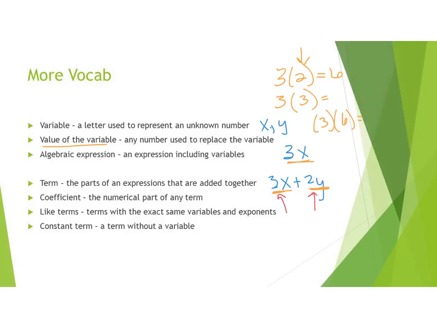Like terms are terms that have the exact same variables and exponents. So these are not like terms. Like terms might be 3x and 2x. There we go. Very creative there. And a constant term is any term without a variable. So for example, 3 is a constant term. It is constantly 3.